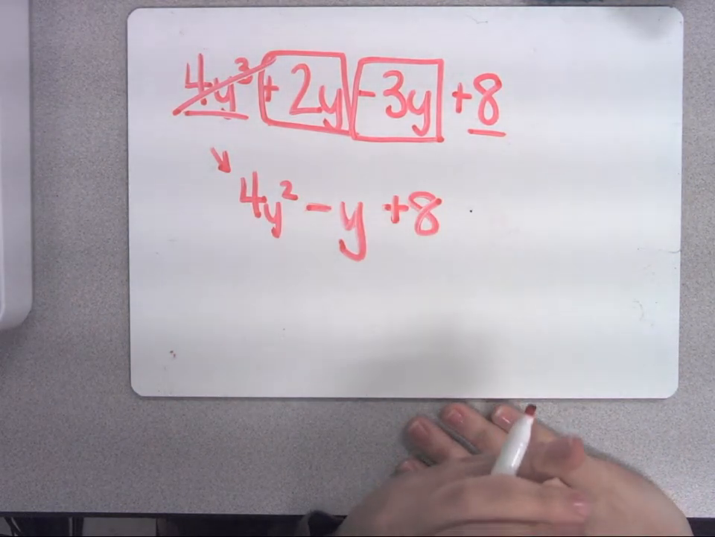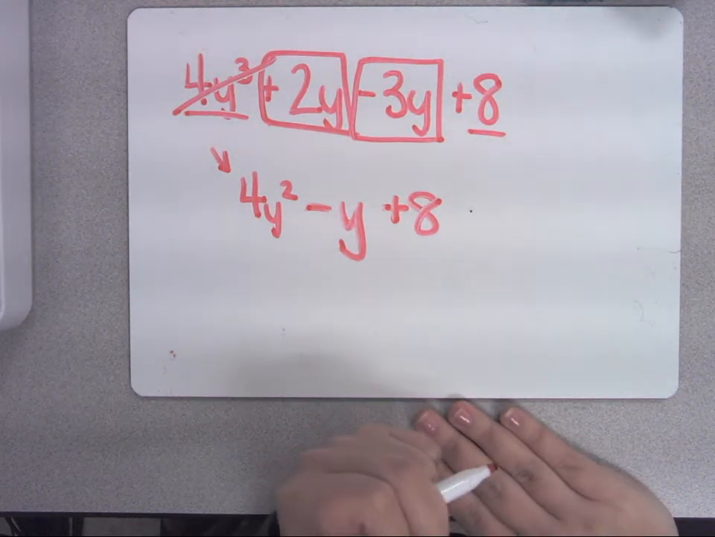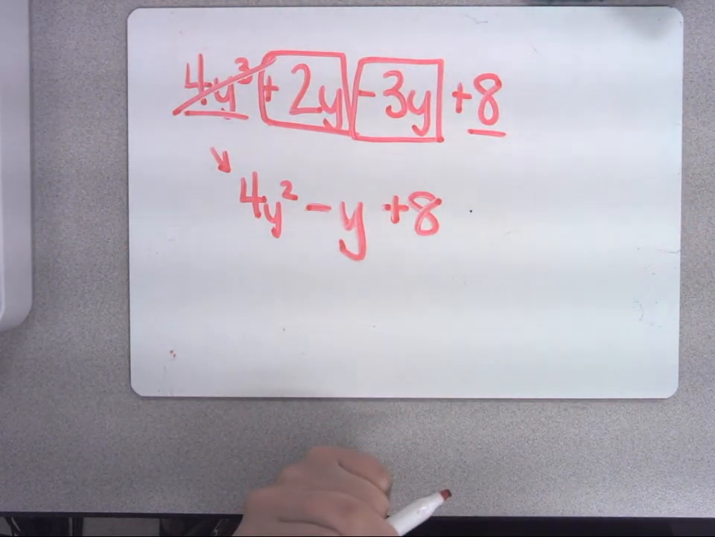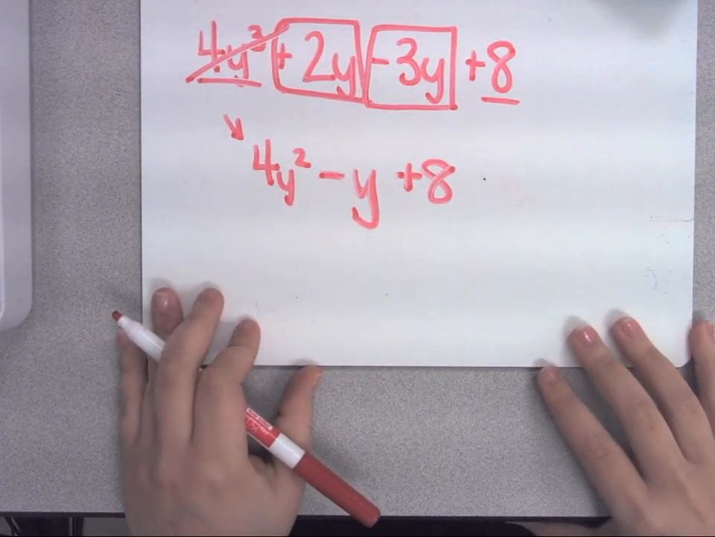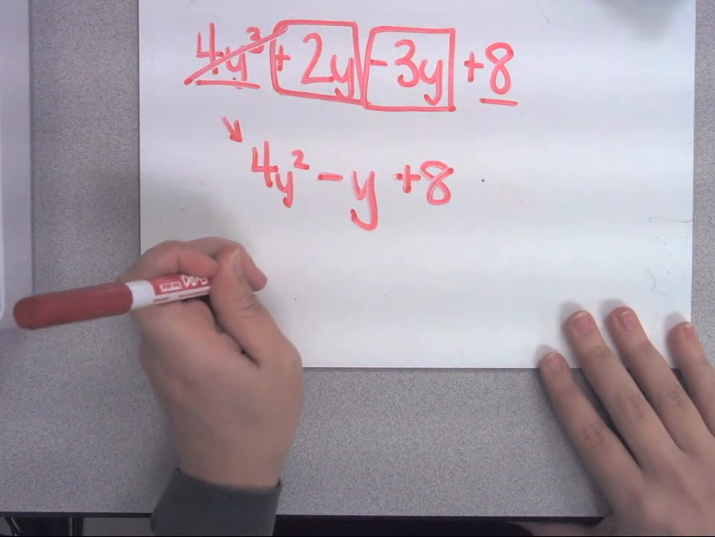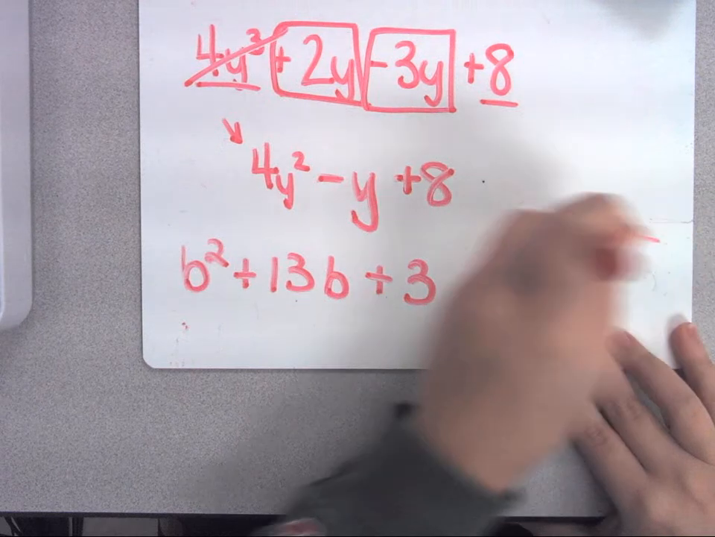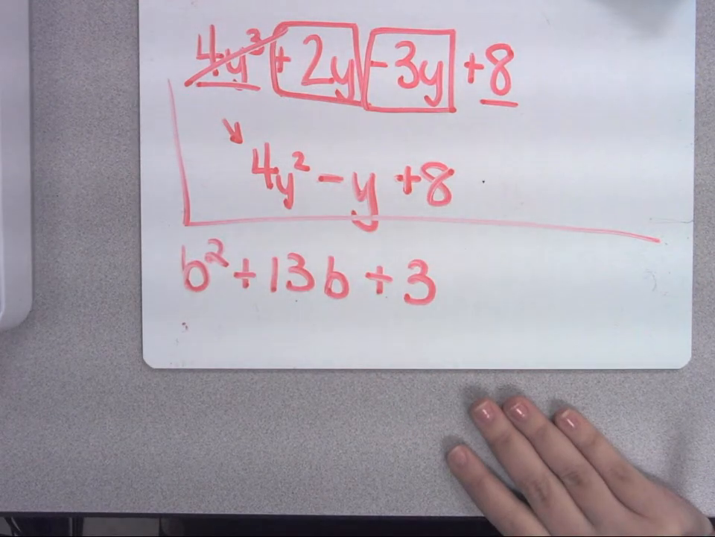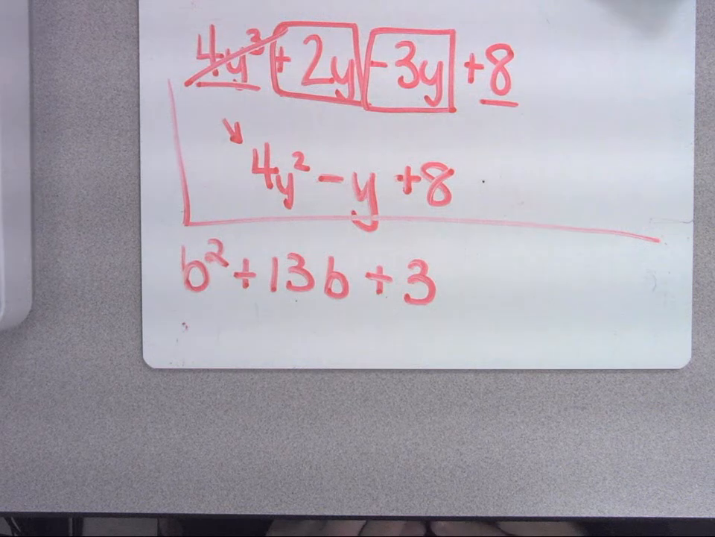Then you double check. Any parentheses? No. Any like terms? No. So is it in simplest form? Yes. Perfect. Done. If you were to get a problem like this, b squared plus 13b plus 13. This is your new problem. It's on the bottom, and it says simplify each expression. If not, write simplified.